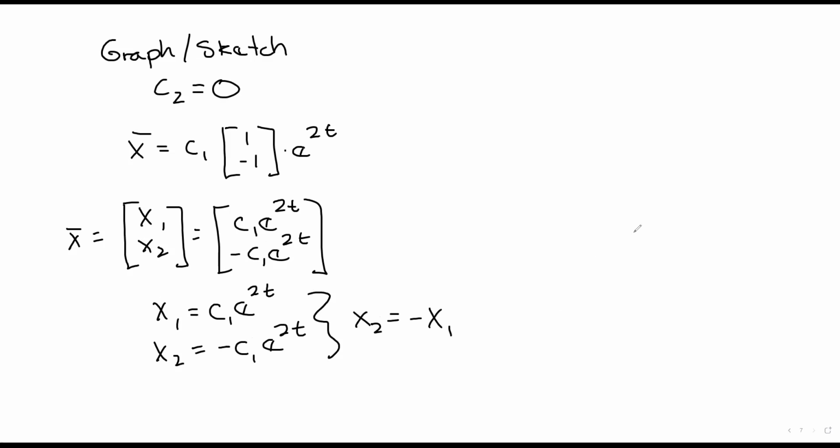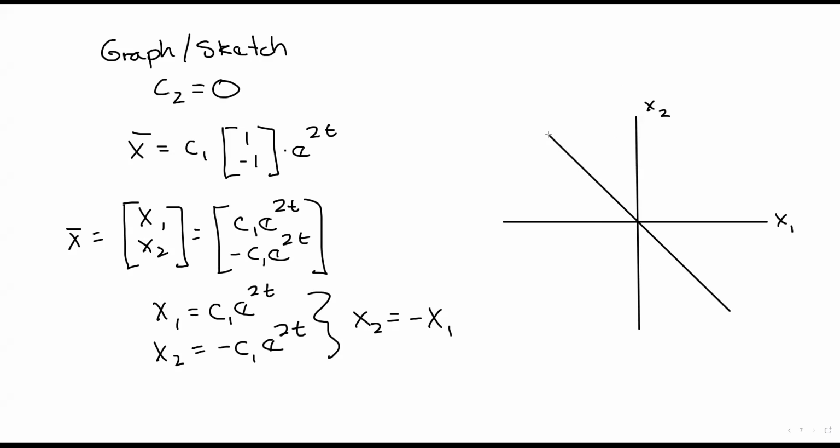Okay, so let's go ahead and draw a coordinate axis. This is an x2, x1 plane, and we've got x2 equals negative x1. That would be our line with a negative 1 slope that goes through the origin. And so we've got a positive exponent here. What does that tell us? It tells us as t increases, we move away from the origin.